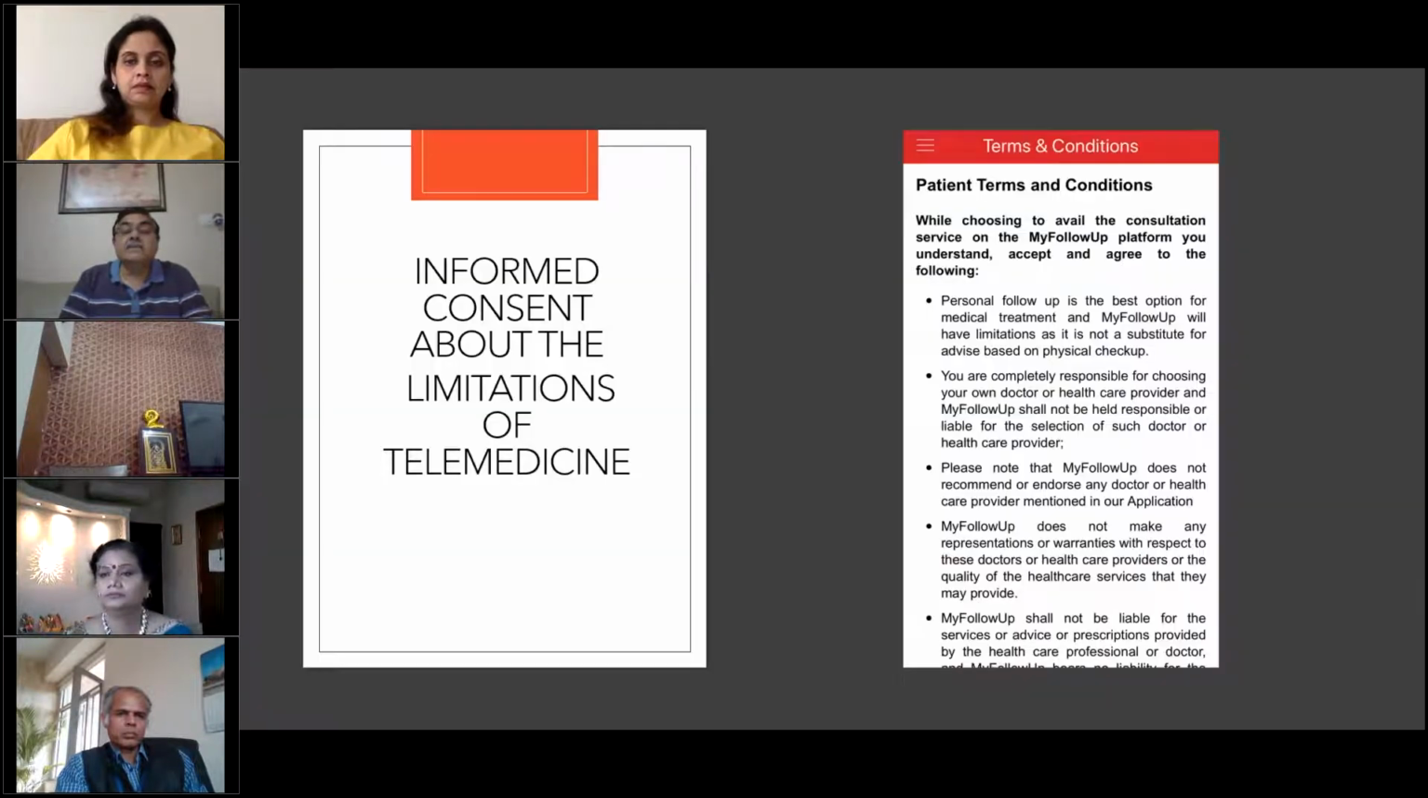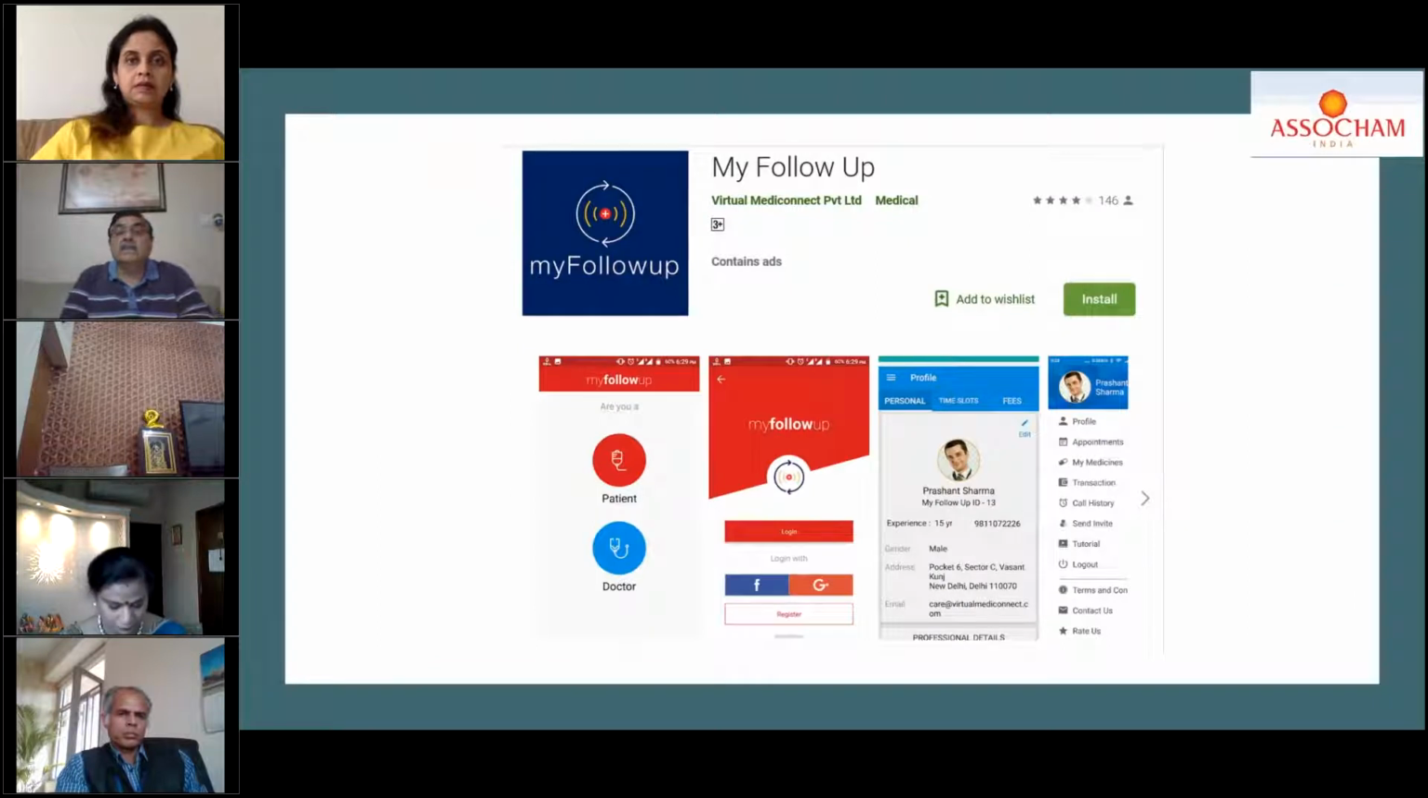It has 2 aspects. The first important thing is that when the patient logs in, he has to read the terms and conditions, which clearly say that the patient understands this is not the best way and has its limitations. He is ready to take this risk and understands everything. Once he accepts the terms and conditions and his consent is taken, only then do we proceed towards the consultation. As you can see in this application, you have 2 aspects: the patient aspect and the doctor aspect. The patient uses the red button, and the doctor uses the blue one.